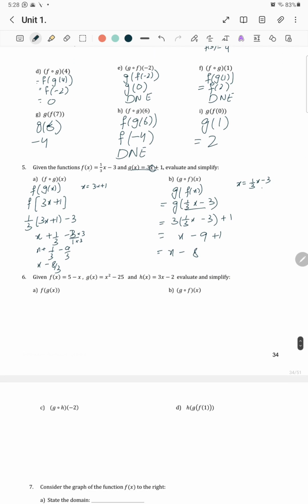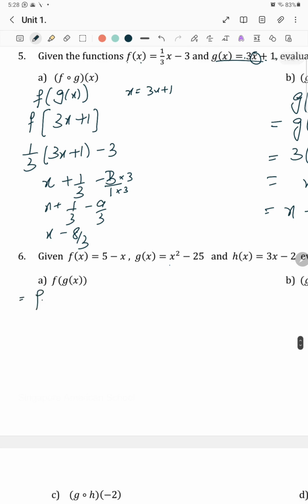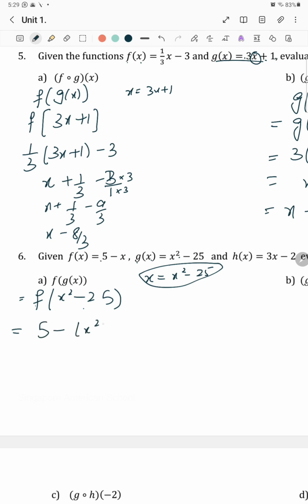Given f of x, g of x, h of x, evaluate and simplify. f g of x. g of x is x square minus 25. So f of x is, now x is equal to x square minus 25. The new x is this. So f of x is 5 minus x. What is x? x square minus 25, minus x square plus 30.